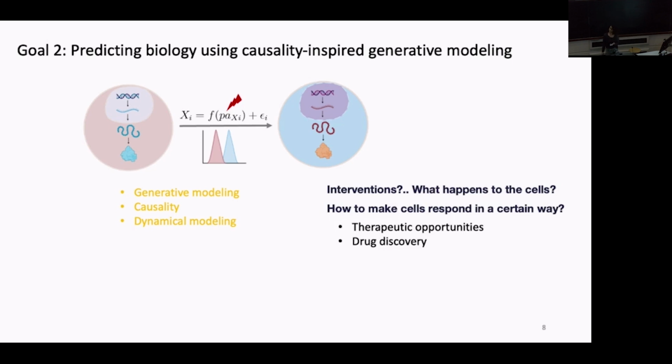But there is another question that is even more interesting: what if we want cells to respond in a certain way? How can we intervene on these cells so that we get a response that we are interested in? So if we have cancerous cells, how can we treat these cells? Answering these questions has a lot of therapeutic opportunities and also applications in drug discovery, as discussed in the previous talk.